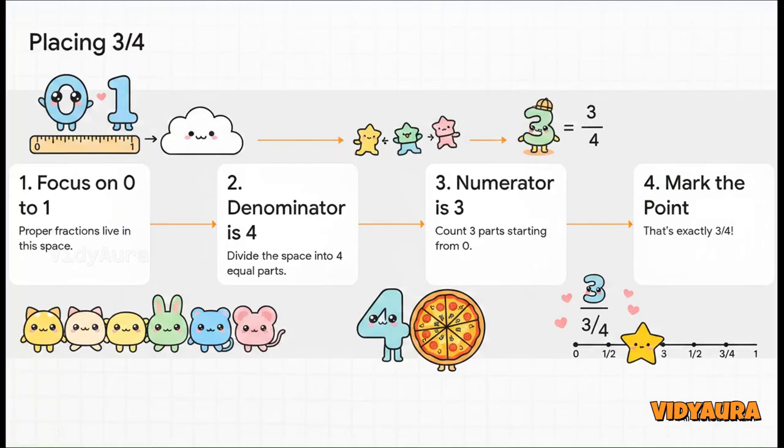How do we put this on a number line? First things first, since it's less than one whole, we know it lives somewhere between 0 and 1. Now look at the denominator. It's a 4. That tells us to chop that space between 0 and 1 into 4 equal jumps. Now look at the numerator. 3. We just take 3 jumps starting from 0. 1, 2, 3. And boom! Right there, that's where 3/4 is.